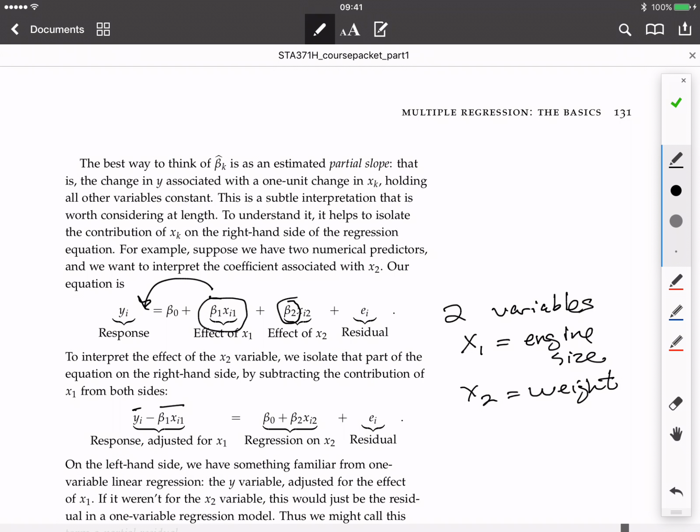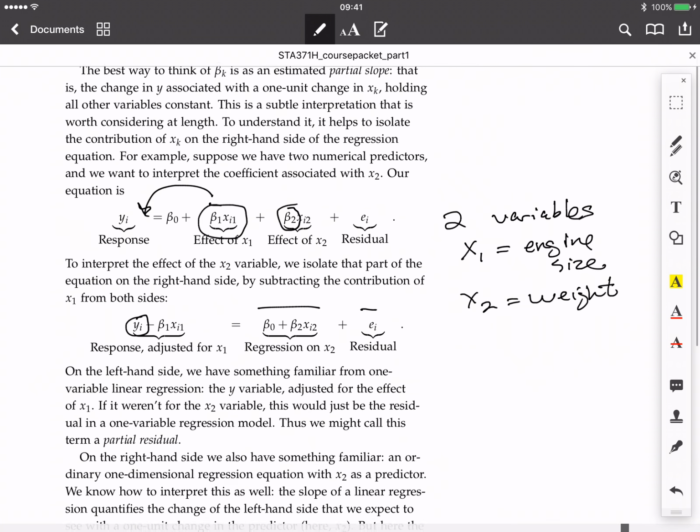So that's on the left-hand side. Now what about the right-hand side? Well, on the right-hand side, again, you're used to thinking in these terms. This is simply a one-variable regression over here on x2 plus a residual. So on the left-hand side, we have y adjusted for x1, and on the right-hand side, we have a regression for x2, and putting those two pieces together leads to a powerful conclusion.